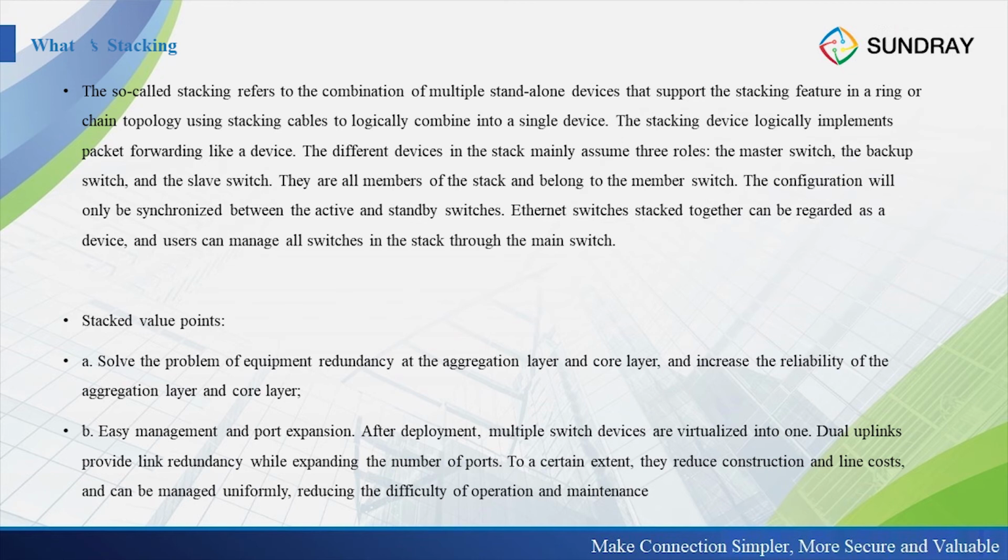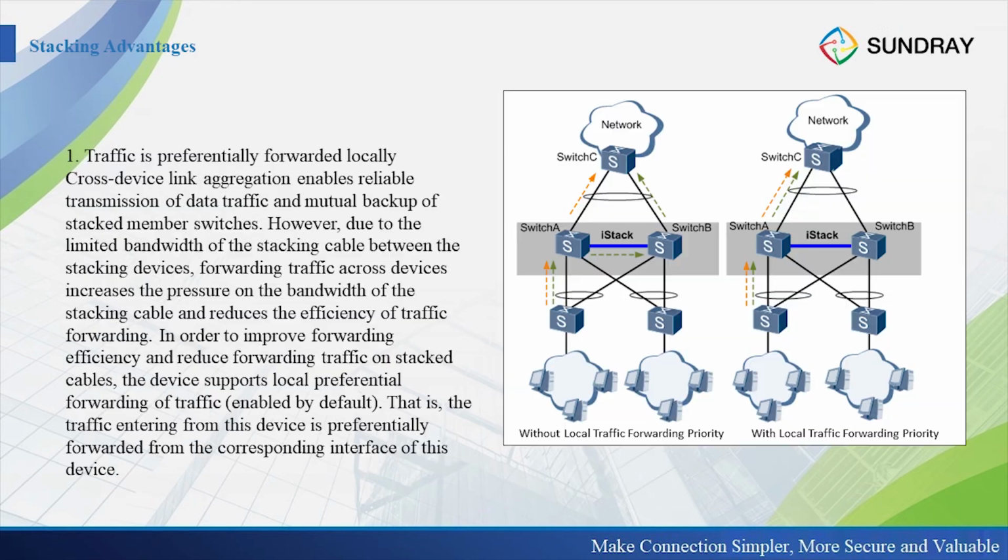So here is a picture to explain the local traffic forwarding priority. Without the local traffic forwarding, the user's data, for example, when it arrives at switch A, will be sent to switch B, and switch B will send it to switch C. But after we enable the local traffic forwarding priority, when the traffic arrives at switch A, it will be locally forwarded directly.